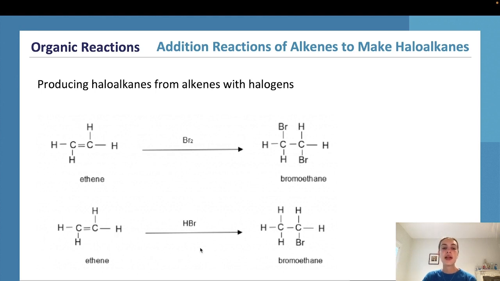Our next one down is where we're adding HBr. So instead of adding Br2, we're adding HBr, and so HBr is going to mean that we're doing a hydrohalogenation. So it's hydrogen and a halogen being substituted into the ethene molecule. And so what's happening here is we break the double bond, and once we break the double bond, we need to complete the stable octet, and so we do this by adding in the hydrogen and the bromine, causing this to form bromoethane.